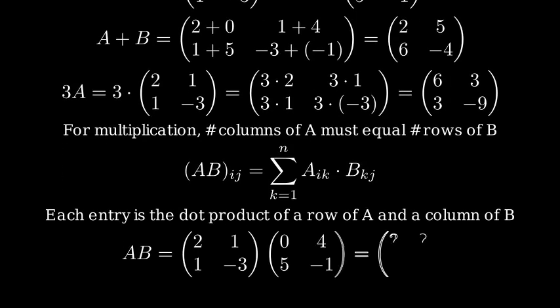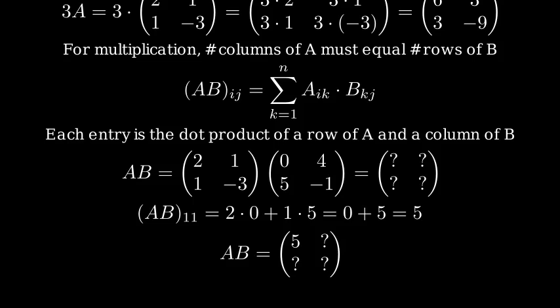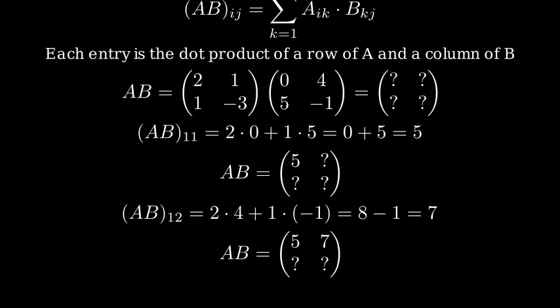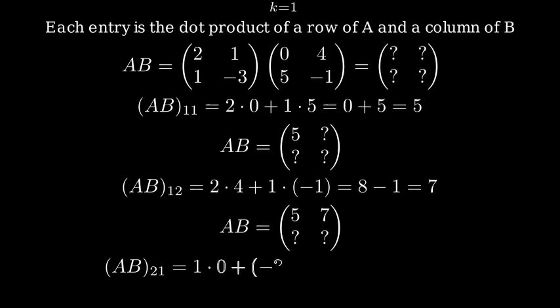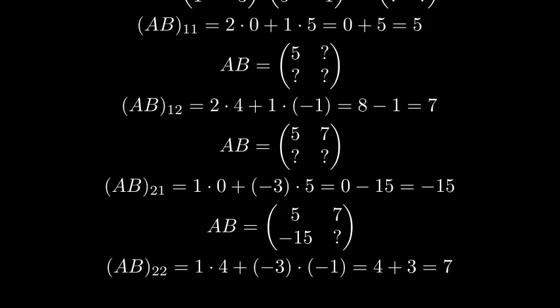For the (1, 1) entry, we take the dot product of the first row of A, which is (2, 1), and the first column of B, which is (0, 5). This gives us 2 times 0 plus 1 times 5, which equals 5. For the (1, 2) entry, we take the dot product of the first row of A and the second column of B. This gives us 2 times 4 plus 1 times negative 1, which equals 7. Similarly, for the (2, 1) entry, we get 1 times 0 plus negative 3 times 5, which equals negative 15. And for the (2, 2) entry, we get 1 times 4 plus negative 3 times negative 1, which equals 7. Therefore, A times B equals this matrix.